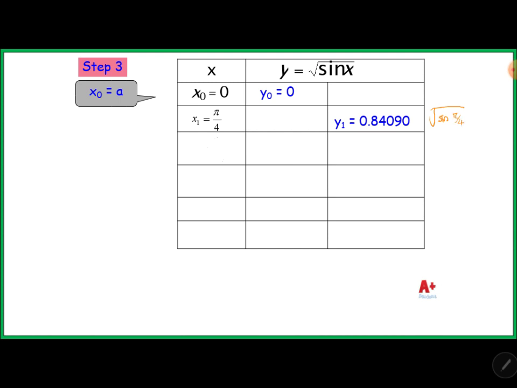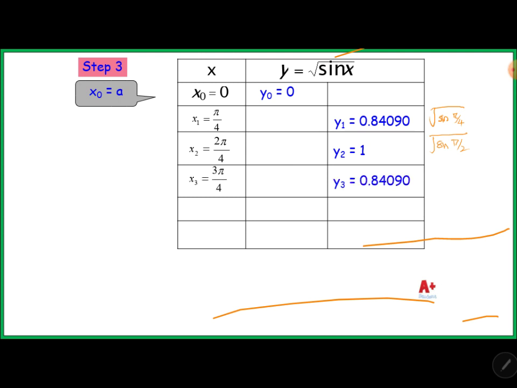And then the next one, x2 should be 2 pi over 4, because pi over 4 plus pi over 4, or pi over 2. So y2 is equal to square root of sine of pi over 2. And then the next one is x3. So what is our x3? x3 is 3 pi over 4, so y3 equals 0.8409490, and x4 should be pi, which is the upper limit, so y4 equals 0. Sine of pi is equal to 0.